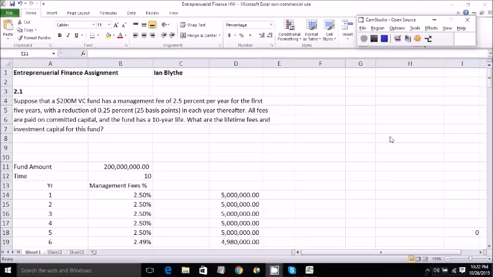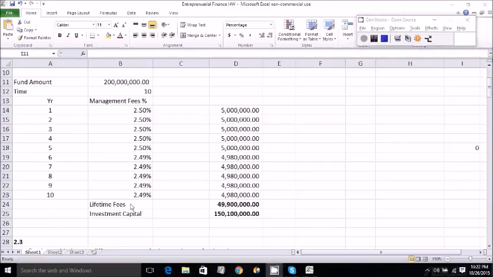I'll start with question 2.1, where I'm asked to find the lifetime fees and investment capital for the fund. Based on the instructions given in the question, the management fee percentage is 2.5% for the first 5 years, and there's a reduction of 0.25% thereafter. Based on my calculations, the lifetime fees amount to $49,900,000, while the investment capital amounts to $150,100,000.